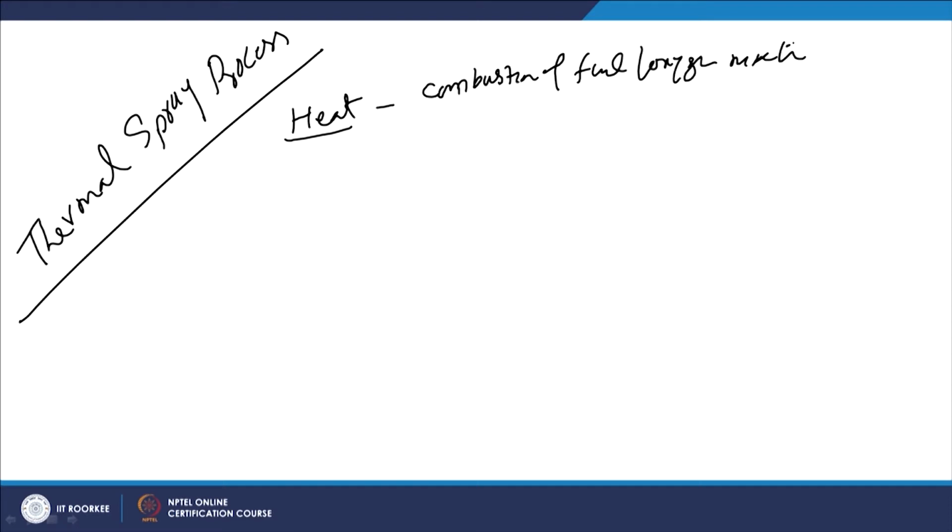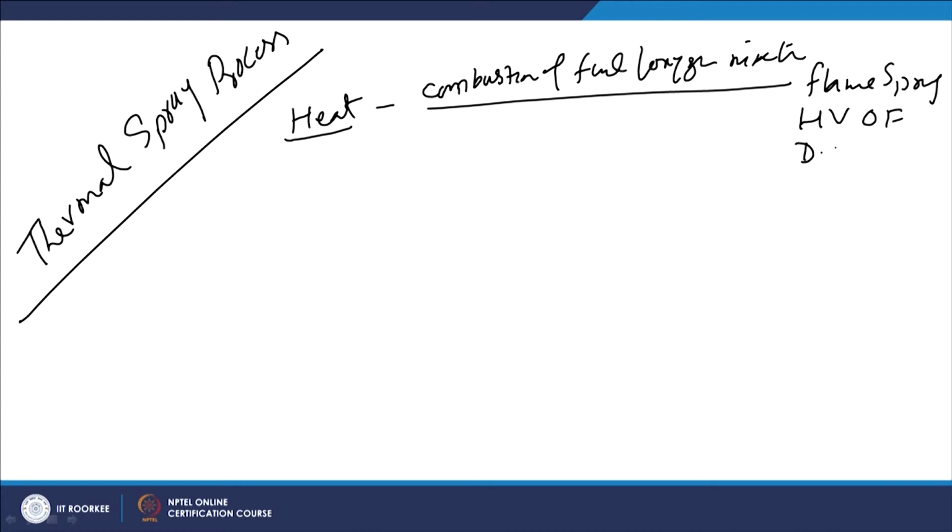Thermal spray processes means we have to use the heat in one or other form which can come from the combustion of the fuel oxygen mixture, and this happens especially in case of the flame spray processes, high velocity oxy fuel spray process, and detonation gun spray process. The heat can also be used from the plasma which is generated.